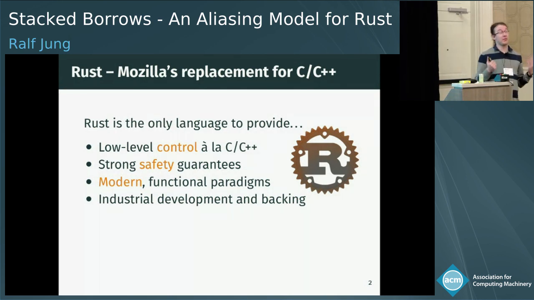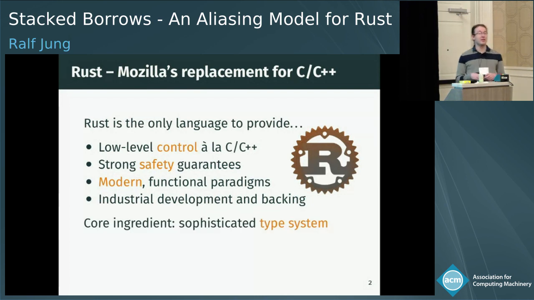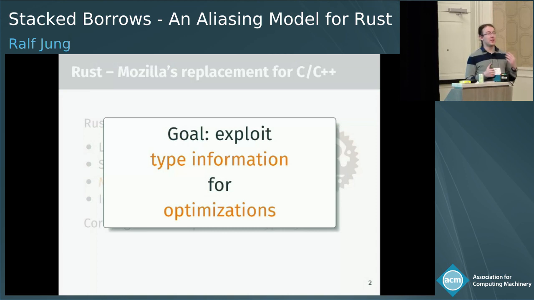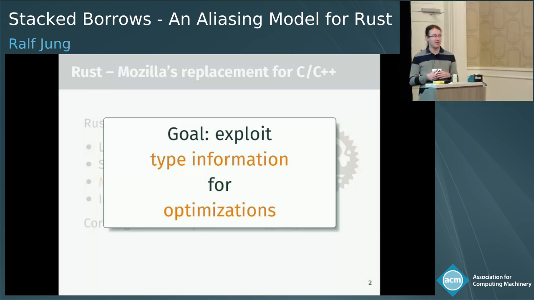The unique selling point of Rust is that it combines low-level control, as we are used to in systems languages, with high-level safety guarantees in a modern functional-style language with industrial development and backing. The key mechanism through which Rust achieves to break the usual trade-off between control and safety is a sophisticated type system. And in this talk, we're going to look at how we can use the type system to achieve more than just safety. Namely, the goal is to get better optimizations and make our programs go faster.